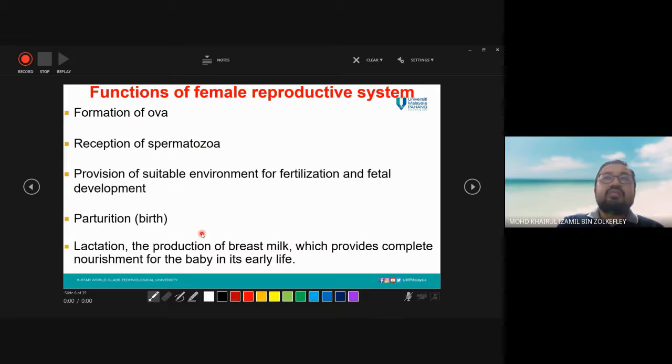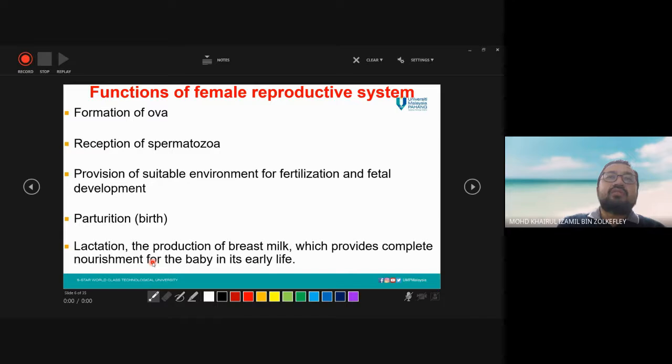Functions of female reproductive system. So formation of ovum lah in the ovary, and then reception of spermatozoa in the fallopian tube, provision of suitable environment for fertilization and fetal development, for baby birth, parturition, and lactation, the production of breast milk, which provides complete nourishment for the baby in its early life.